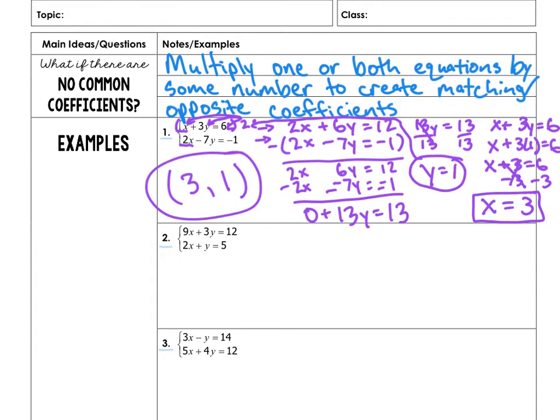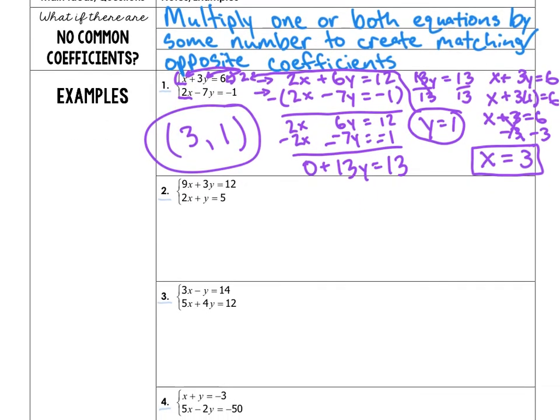I will go ahead and move this up just a little bit so we see number 2. Switch up my color because I like doing that. I have these two equations in number 2: 9x plus 3y equals 12, and 2x plus y equals 5. Now, once again, they're lined up, and we wanted to check that first. They are lined up. I want to find the variable that I can multiply to get one of the others.